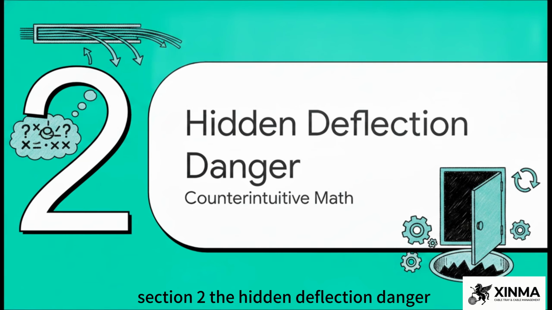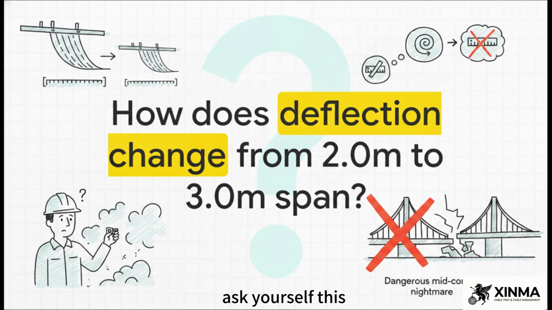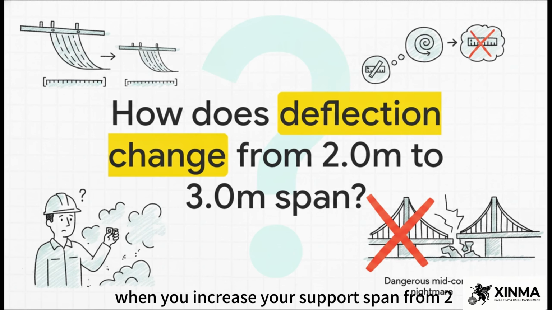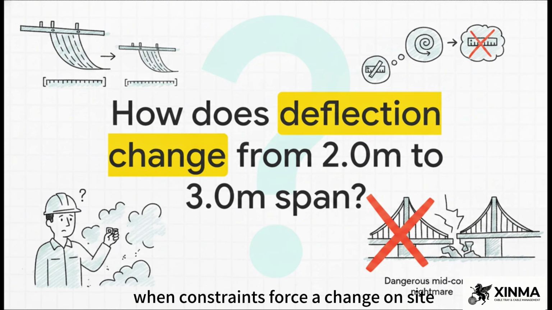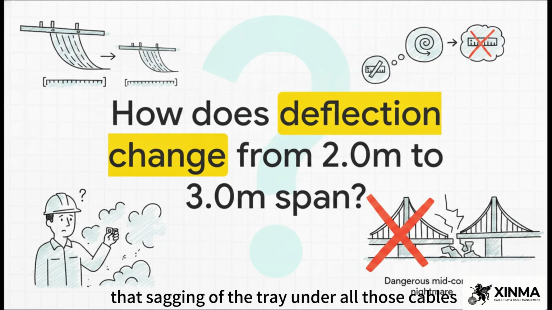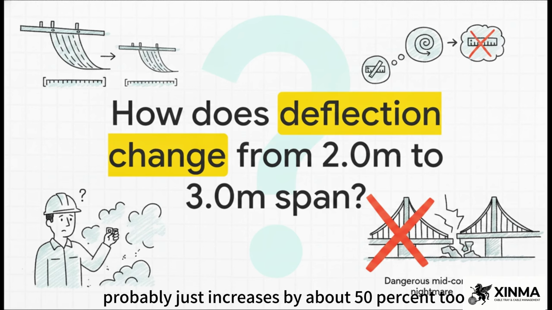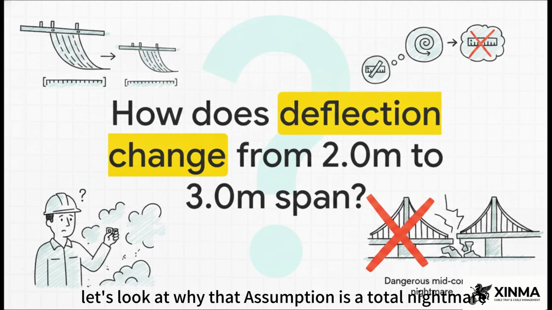Section 2. The hidden deflection danger. Now, this is where common sense can actually lead you straight into a trap. Ask yourself this: what happens to deflection when you increase your support span from 2.0 meters to 3.0 meters, keeping the load exactly the same? When constraints force a change on site, folks try to do quick mental math. You're going from 2 to 3 meters, which is a 50% increase in length, right? So you'd naturally assume that the deflection, that sagging of the tray under all those cables, probably just increases by about 50% too. Let's look at why that assumption is a total nightmare.